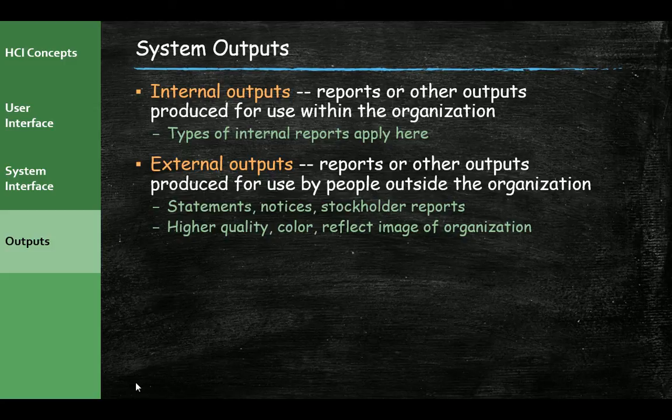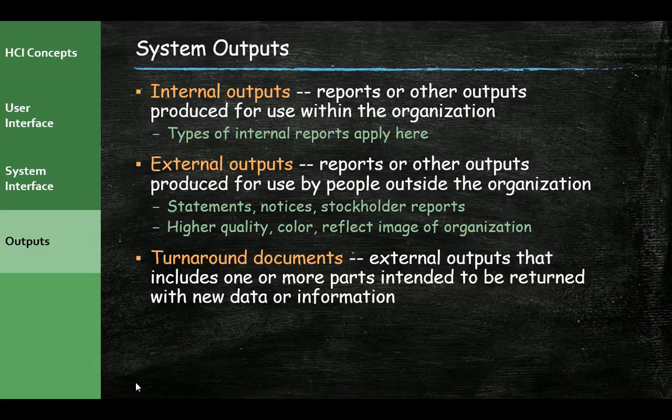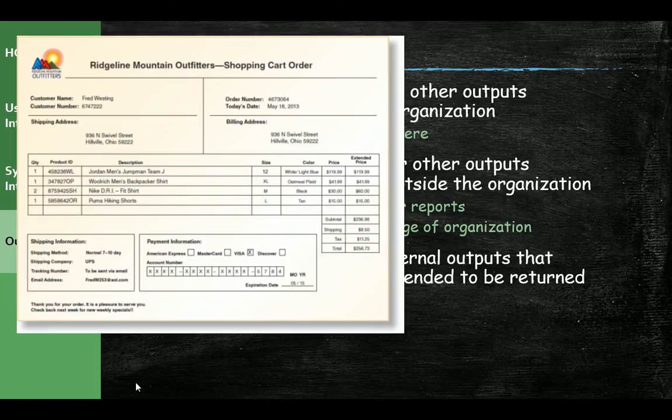It has to have their header on it. It has to be formatted a certain way. They want it to look pretty. They want it to have their picture on it, all kinds of things. But internal stuff, they generally don't care. It doesn't matter as long as it's readable. Fixed width fonts are fine. They don't need bold and italicized and all that stuff. Turnaround documents are external outputs that include one or more parts intended to be returned with new data or information. So things like bills. When people send their bill back, they may also be sending back some kind of a form.